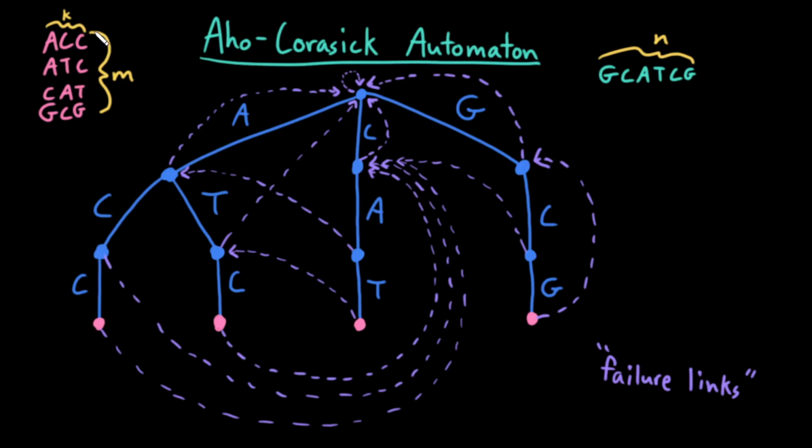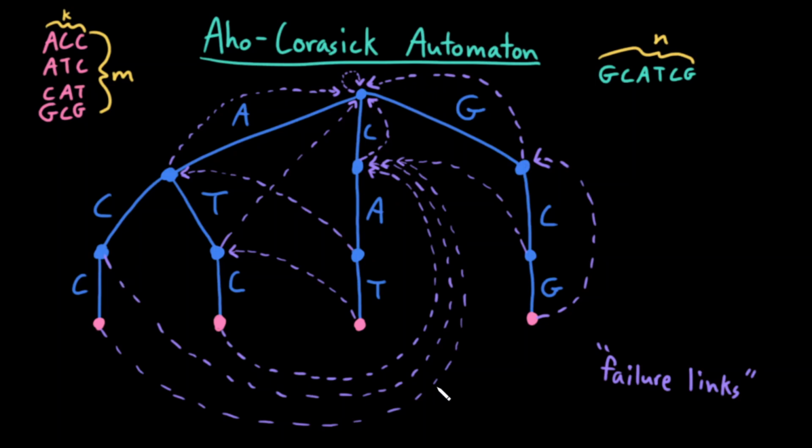So I have m sequences, each of length k, which are my database of short strings, and I have my long query sequence of length n, and I want to find every instance of every word in this database as it appears as a substring of my query. What I could do is pre-process my database by building an Aho-Corasick Automaton.